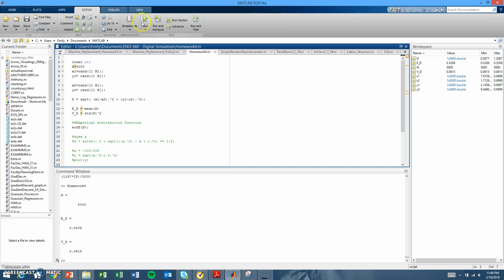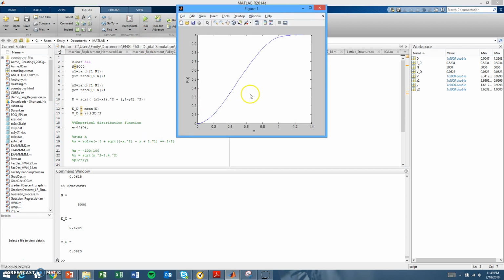And then part B of the problem was just to graph the empirical distribution, which you can see right here.